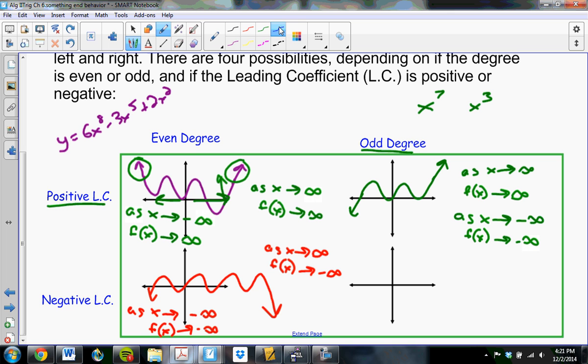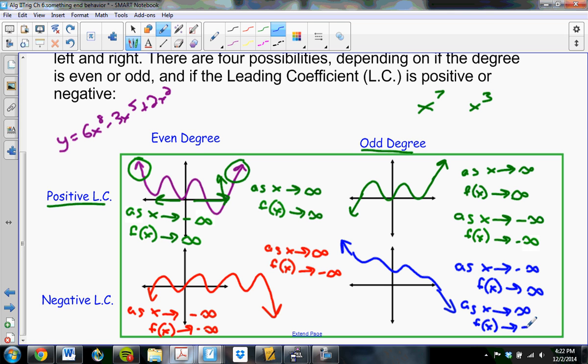And over here for this last one, this one points down, this one points up. Who knows what happens in between? We don't really care right now. As x goes to negative infinity, which means left, f of x is going to go up to positive infinity. And as x goes to positive infinity, which means right, f of x is going to go down to negative infinity.